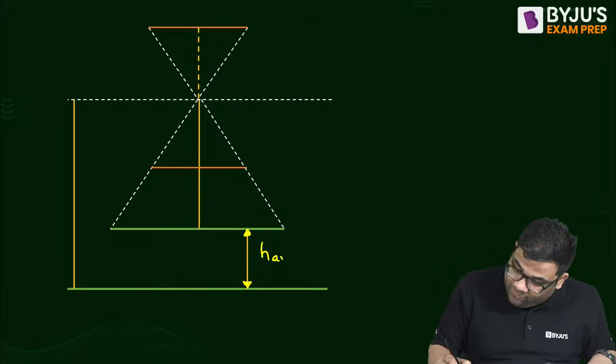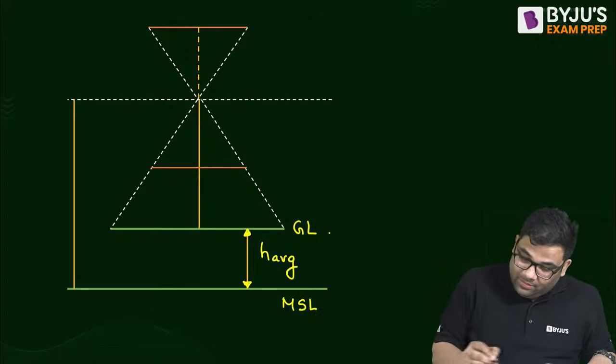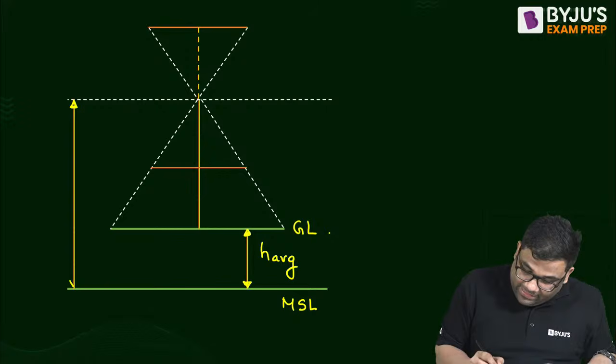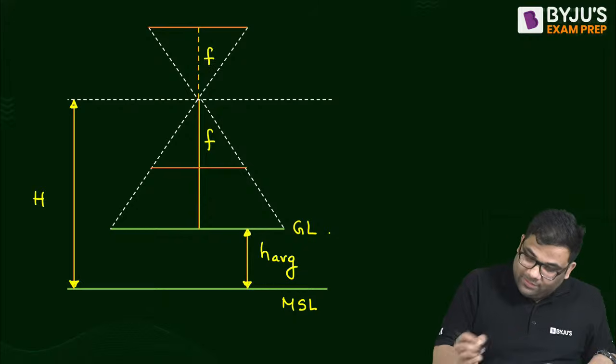This is your H average. This is your ground level, right? This is your mean sea level, right? This is your flying height, capital H, right? And this is your focal length.